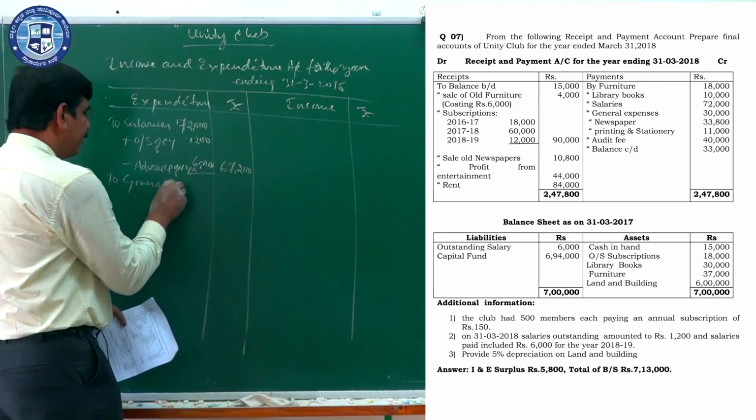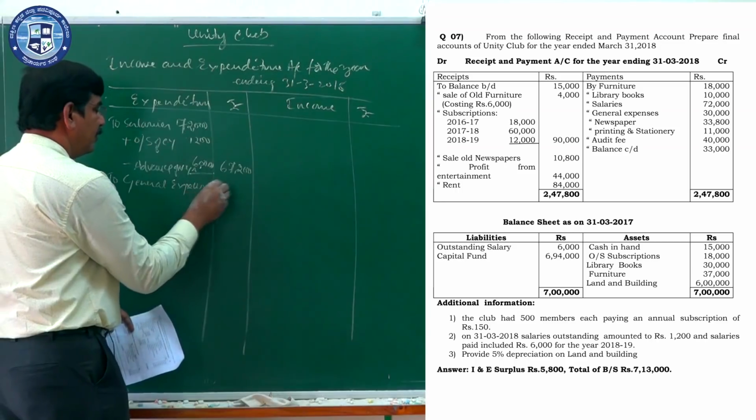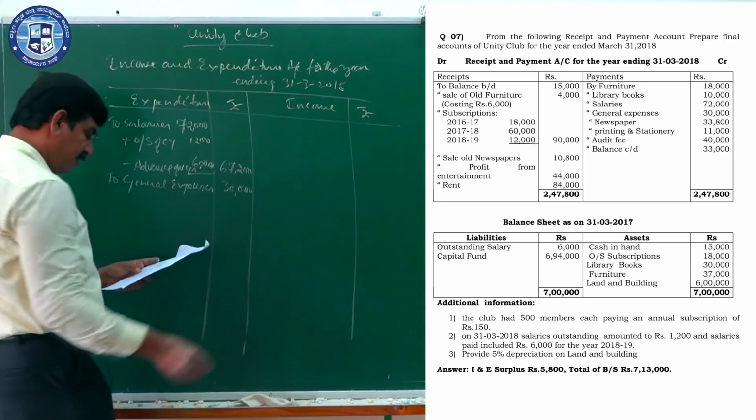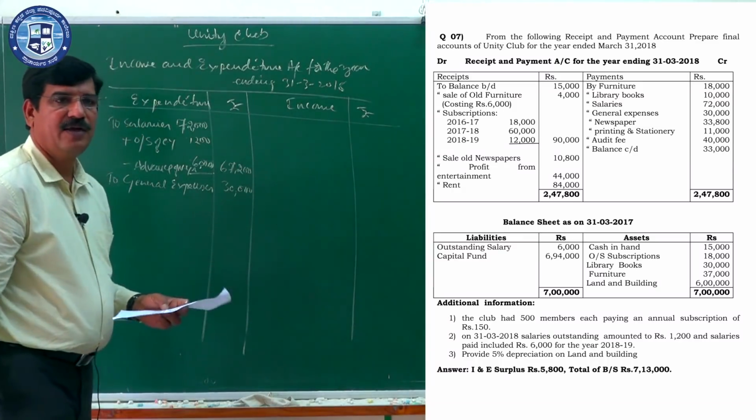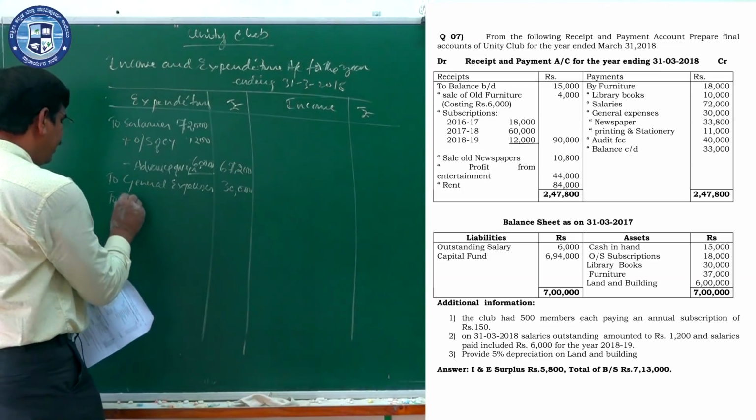Go to the next item, general expenses 30,000, for which there is no other adjustment. General expenses 30,000, for which there is no adjustment. Newspaper 33,800, for this also there is no adjustment.